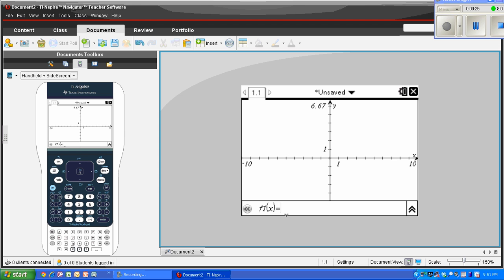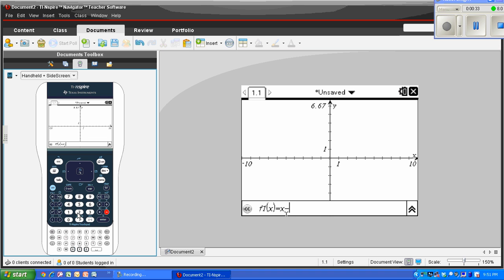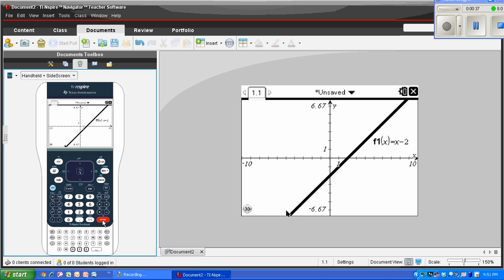So let's say your equation is x minus 2. X minus 2, and you hit enter. You get an equation of a line. You can do a lot of things when you explain this to the students. You can hold this graph by clicking control and hand. On my hand software, I cannot do that, but this is what you do.